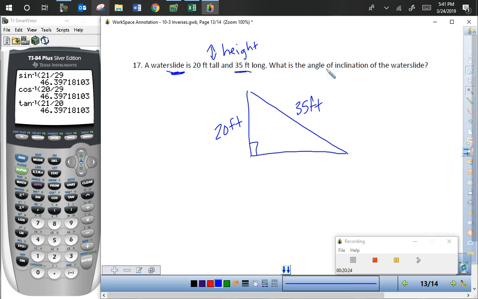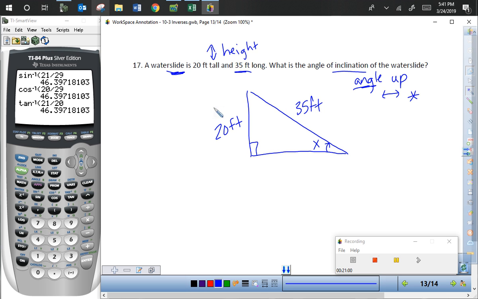Now it wants the angle of inclination. That's an angle up. Incline means to go up. And then it's always from a horizontal segment. So in our picture here, the horizontal segment goes here. The angle up from there is down at the bottom versus up here. Okay. In general, when we're talking about angles, it's always going to be the one that's with the horizontal segment of the triangle.